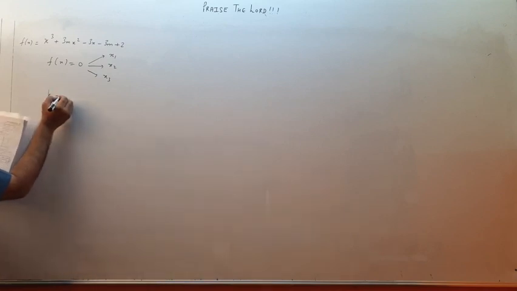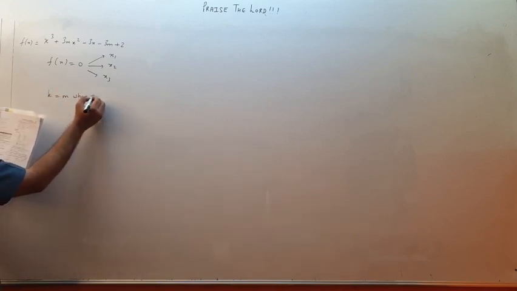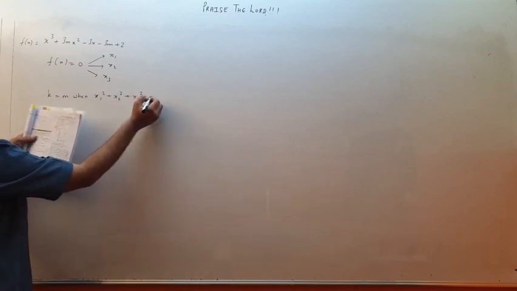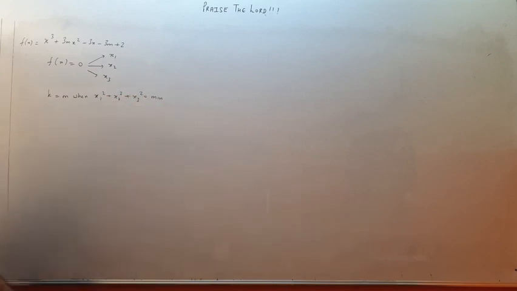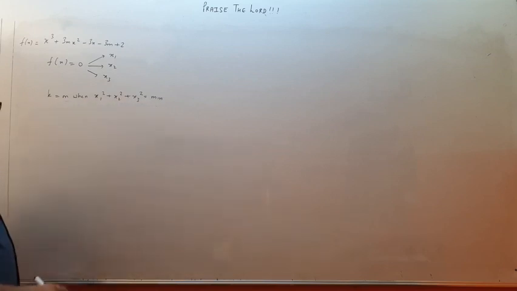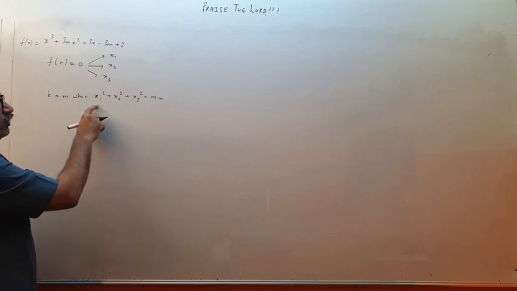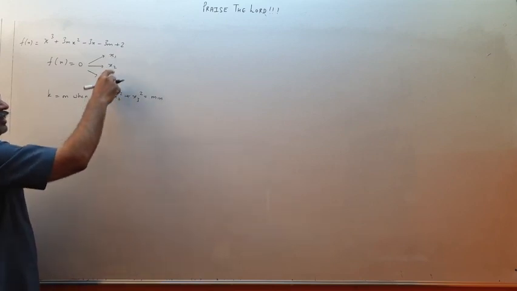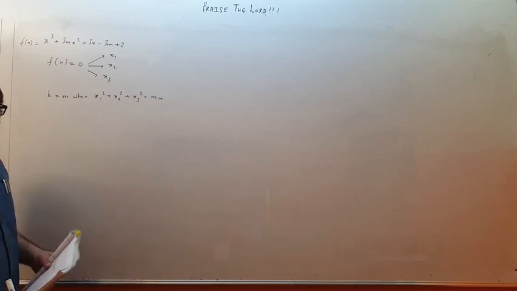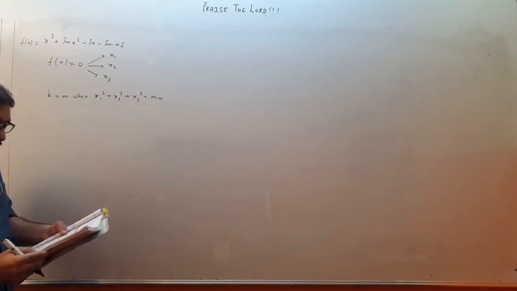K is equal to m when x1 square plus x2 square plus x3 square is minimum. So for whatever value of m this is minimum, that value of m is the value of k. You think like this: whenever x1 square plus x2 square plus x3 square, the sum of squares of roots, is minimum for whatever value of m, that value of m is to be taken as k. That is the meaning of the question.